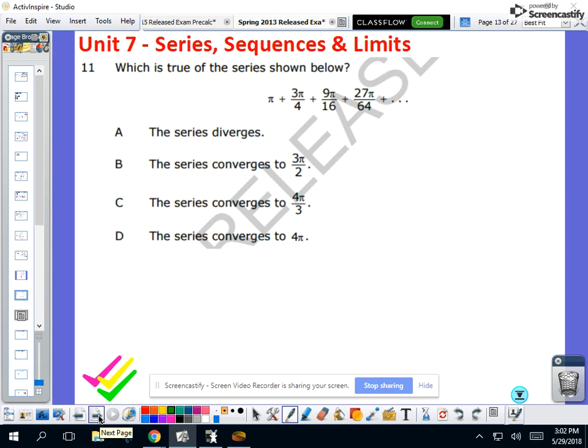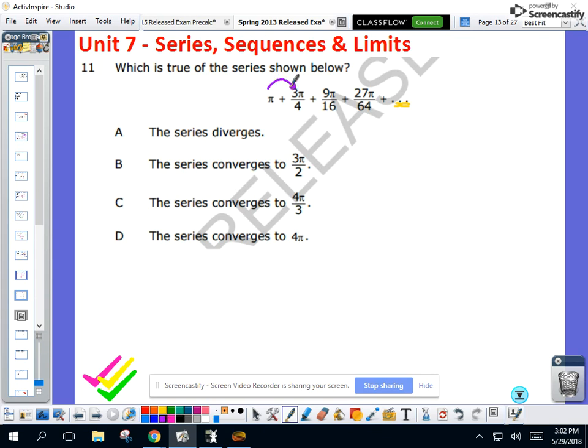Number 11, which is true of the series shown below? Well, first of all, a series is just a sum of a sequence, and that's why we have those plus signs in between each of the terms. It's infinite since we have those dots that are following the terms that are shown. Then we need to figure out if this sequence converges or diverges, since that's the language that our choices are giving us. Well, if a sequence is arithmetic, we know it automatically diverges. But if it's geometric, it could converge or diverge. So let's take a look.